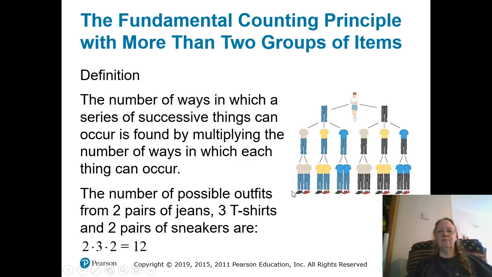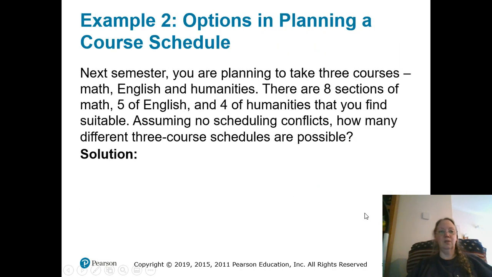So now we have shoes that we are adding to the mix. We have 2 different pairs of shoes. So we would multiply the 2 pairs of pants times the 3 shirts times the 2 shoes and end up with, let's try this again, 1, 2, 3, 4, 5, 6, 7, 8, 9, 10, 11, 12 different outfits. Again, you are multiplying these choices together.